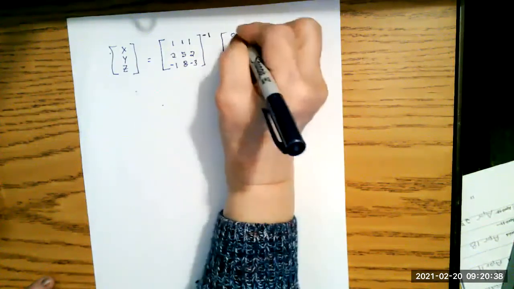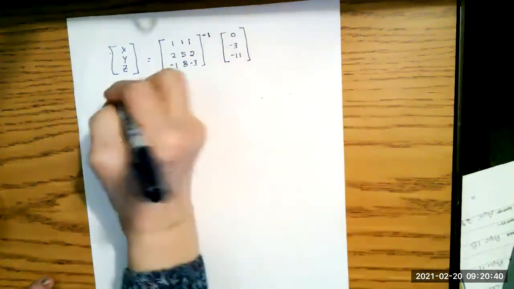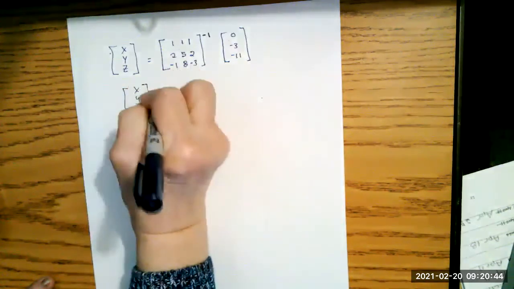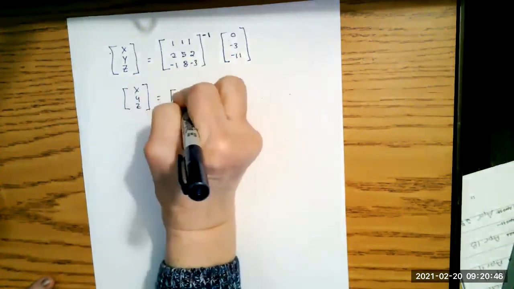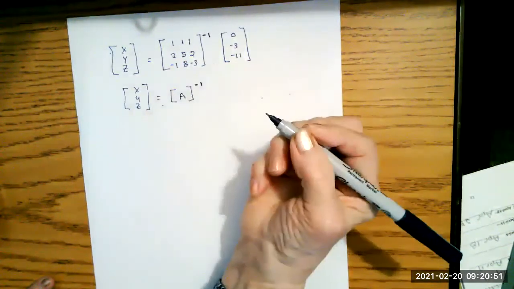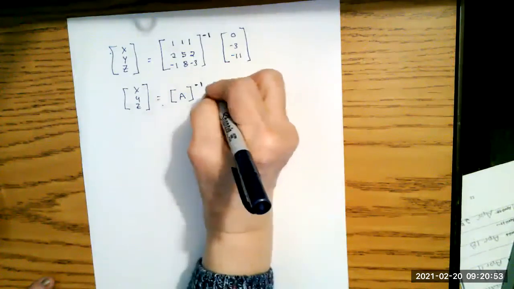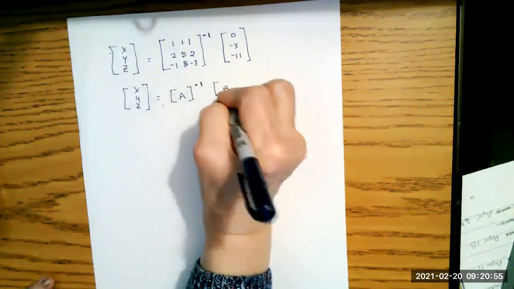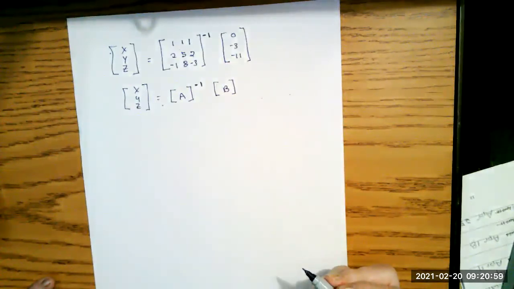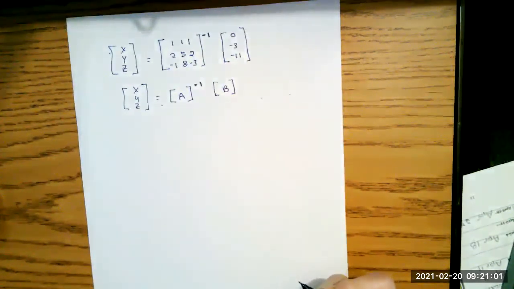So what we're going to end up doing to find X, Y, and Z is to do matrix A in our calculator, take the inverse of it, and then do matrix B. So all we have to do now is to figure out how to put those things into our calculator.